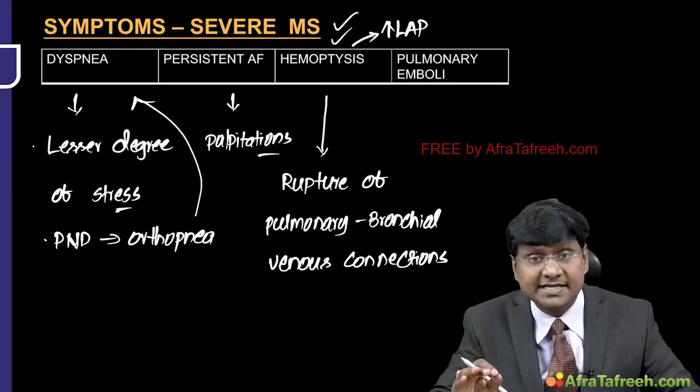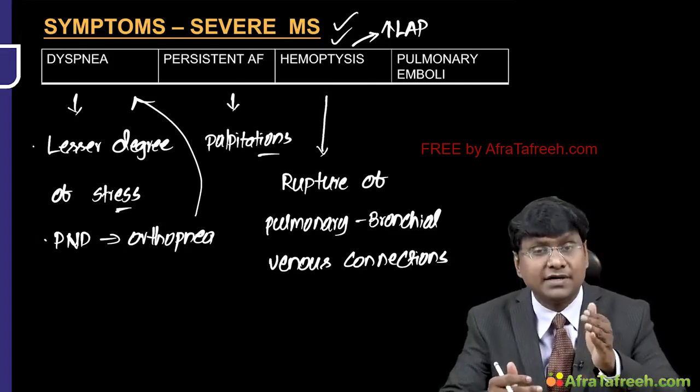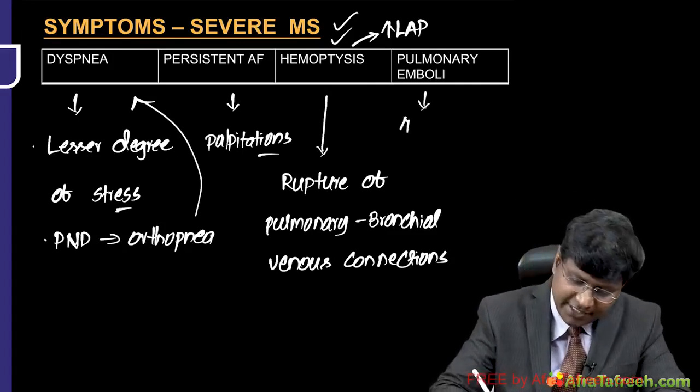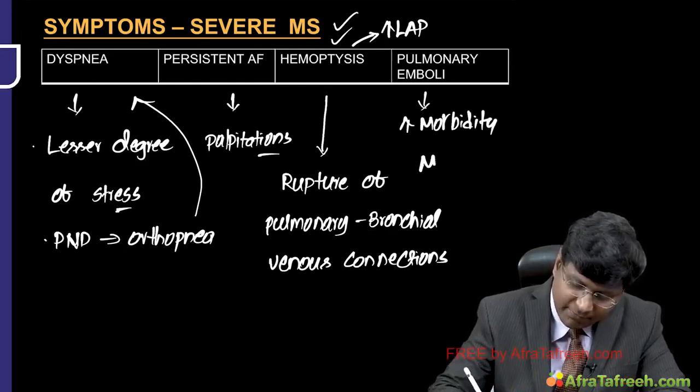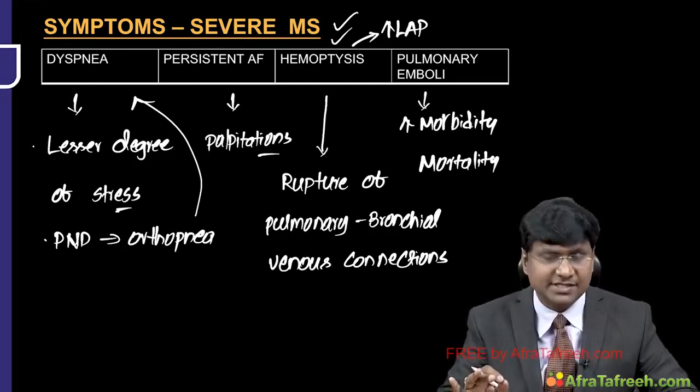Next is pulmonary emboli. The presence of recurrent pulmonary emboli increases the morbidity as well as the mortality in patients with mitral stenosis. So these are the features that you will come across in severe mitral stenosis.